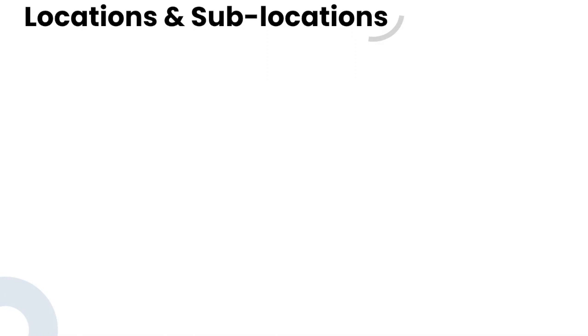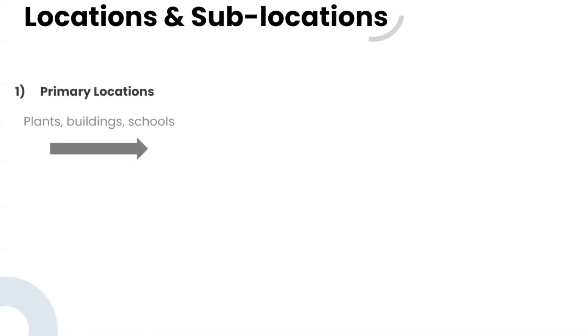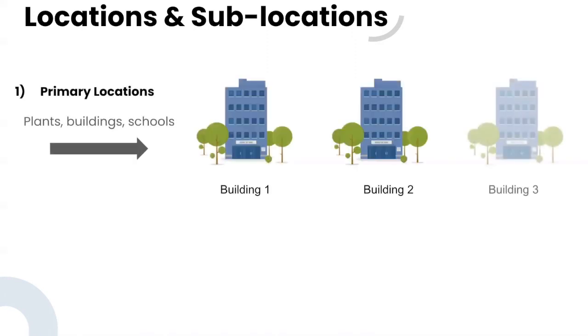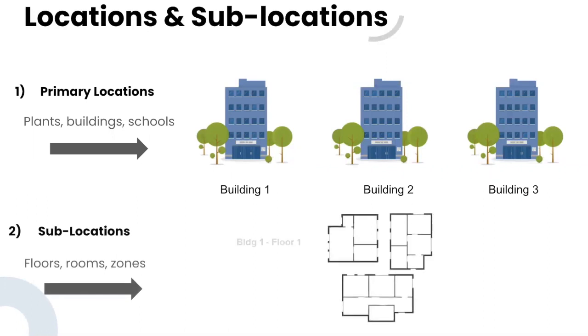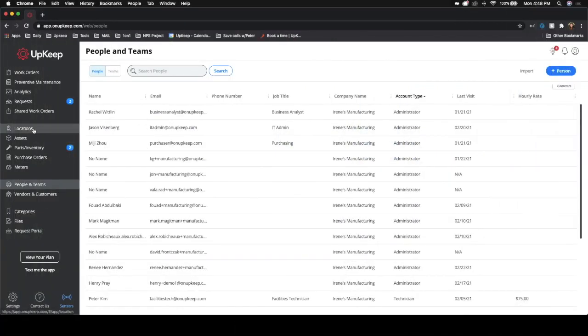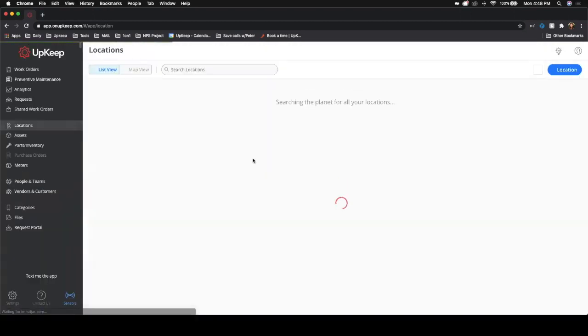Now this is broken into two tiers, your primary and your sub-locations. Primary are the main locations like a plant, building, or a school. And the sub-locations would be a component of the main location. For example, Building 1 is my primary location, and Building 1 Floor 1 is my sub-location. Here's a graphic detailing the suggested hierarchy of locations within your own account. Okay, now let's get started building our locations.